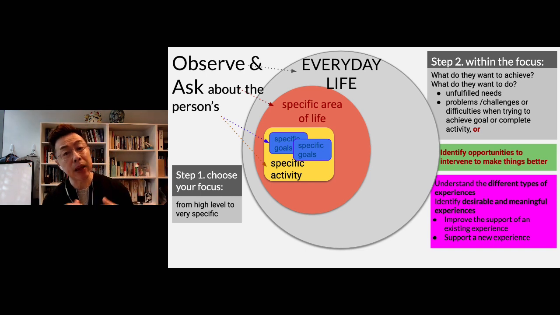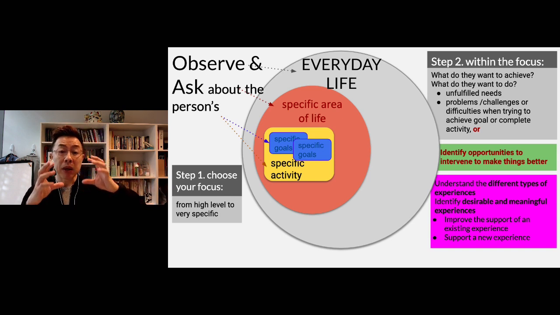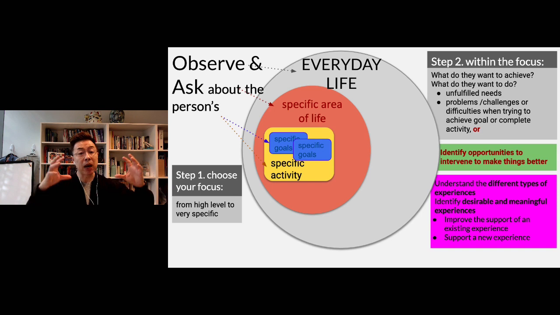But you can't forget that people commute because of a specific area, because they need to go to work, because they need to go to study. And why do they need to go to work and why do they need to go to study? Because in their everyday life, they need to make money. They need to find a way to advance their career. So everything is actually related to each other. So when you do user research, you need to choose your focus. So for us, it's about focusing on the specific activity of commuting, but understanding that commuting is part of an area of life and part of everyday life.